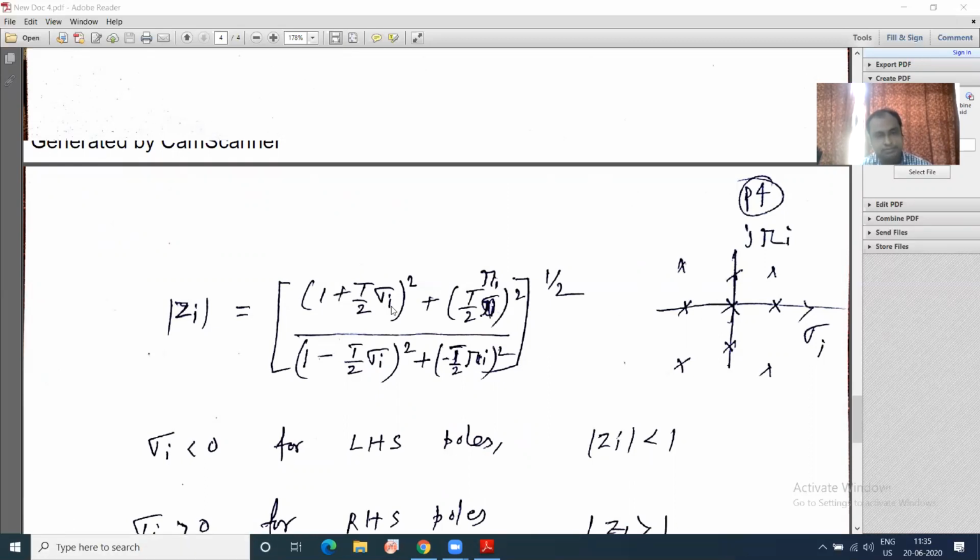If this is negative, then this is 1 minus something whole square and this is 1 plus something whole square. If you take whole square, this term and this term will be the same. This minus will be whole square, meaning plus. So when sigma I is less than 0, this is negative, so this will be 1 minus something, this will be 1 plus something. So your denominator is larger compared to the numerator. If this happens, the ratio will be less than 1. Agreed? Yes, sir.